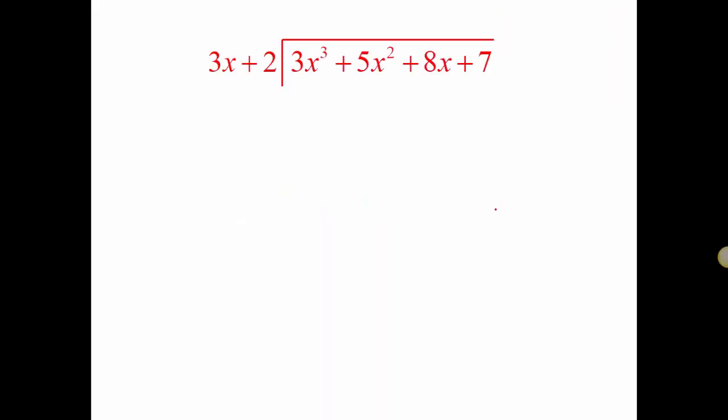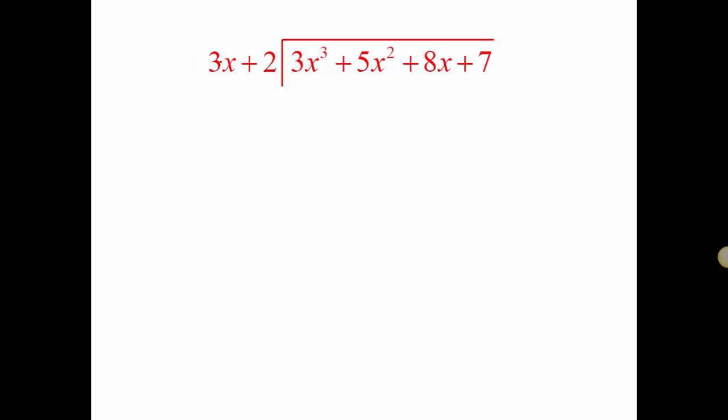Now, the fun part. The next step would be to ask how many times does the outside go into the first term on the inside. But we need to get a little creative in how we do this. Instead of looking at the entire outside, I'm just going to look at the 3x. The question is not how many times does 3x plus 2 go into 3x cubed, but just how many times does 3x go into 3x cubed. A much simpler problem. Now, instead of asking it that way though, I'm going to ask it in the reverse order. 3x cubed divided by 3x is what?